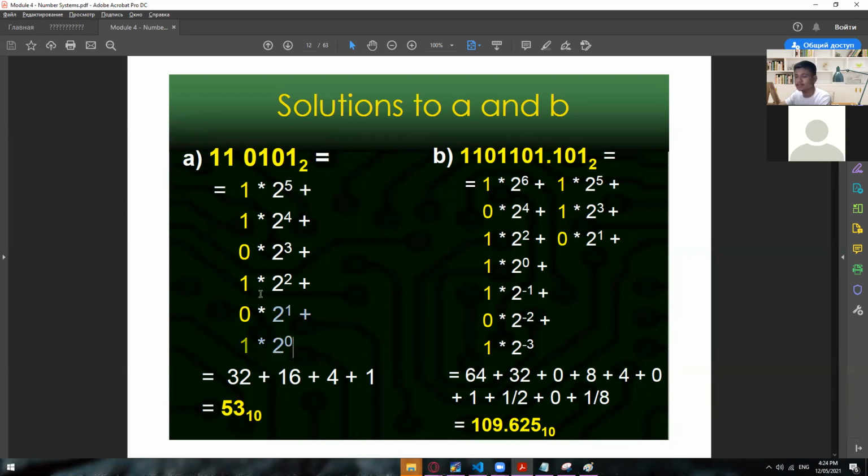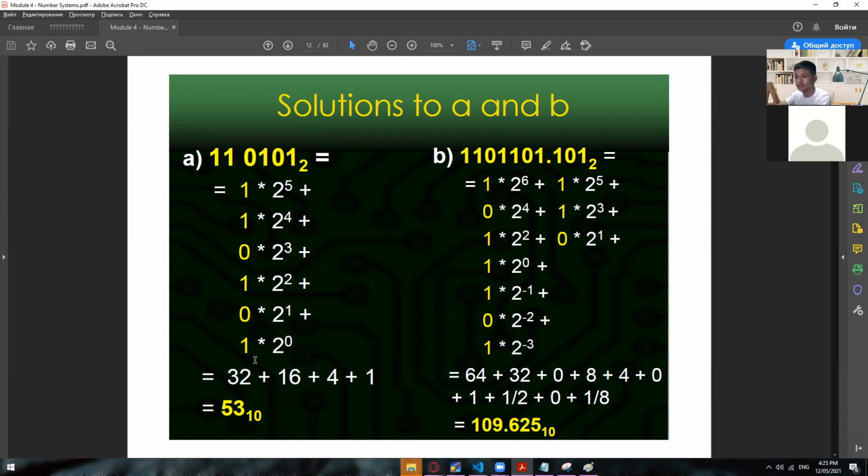All right, and then just do the math. You can use your calculator for faster computation, and then you will get 53 base 10. So if you want to solve it manually, then here's the computed value of each of those.